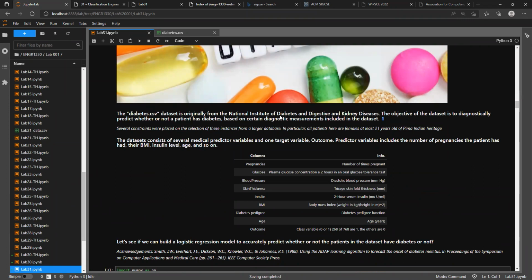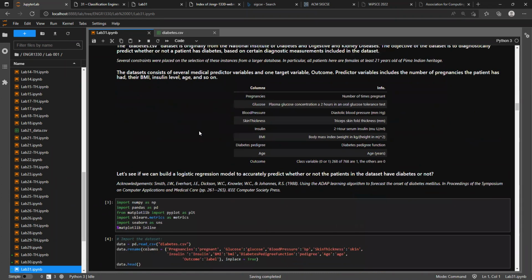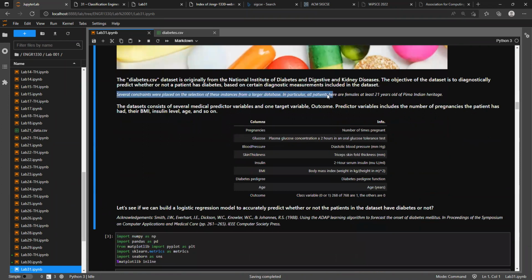So this is from the National Institute of Diabetes and Digestive and Kidney Diseases. The objective of this data set is to predict whether or not a patient has diabetes based on certain diagnostic measurements. The data is constrained so that the population it's being taken from is similar. In this case, all patients are females, at least 21 years old, of Pima Indian heritage. I don't know exactly what part of the world this is in.